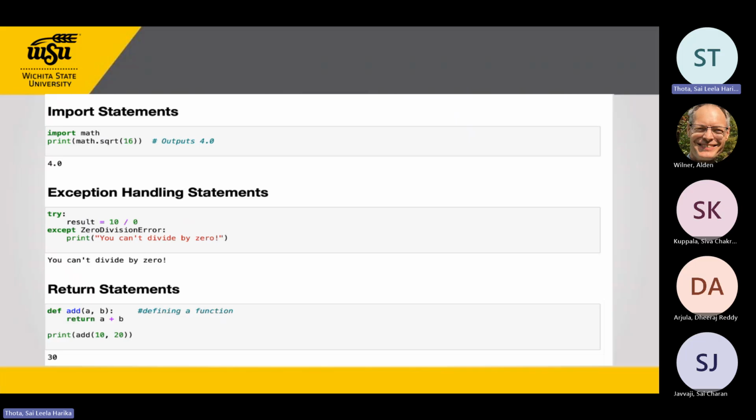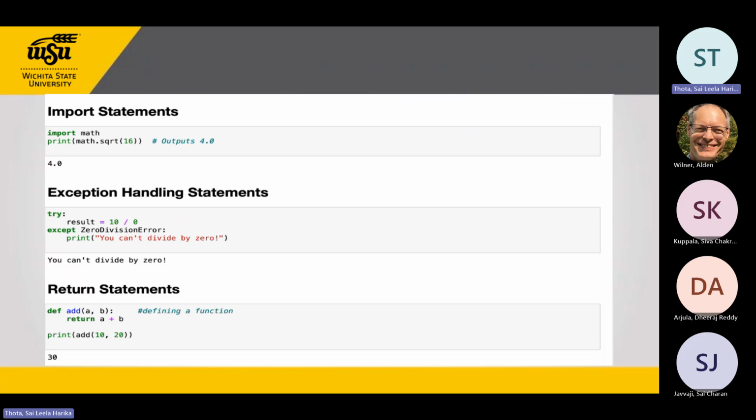Okay, and import statement. When you are doing the data collection, you try to import several libraries. So here I am importing math and I'm trying to use the square root. In order to do the square root, I need the math library. That is the reason I'm importing. It will perform the square root operation and the output you will get is 4.